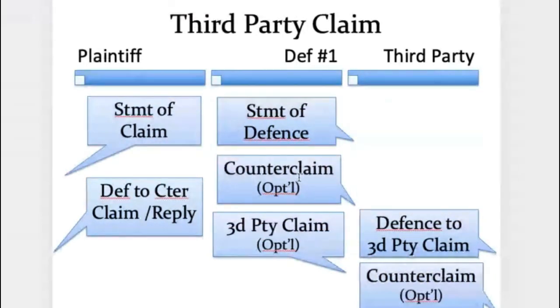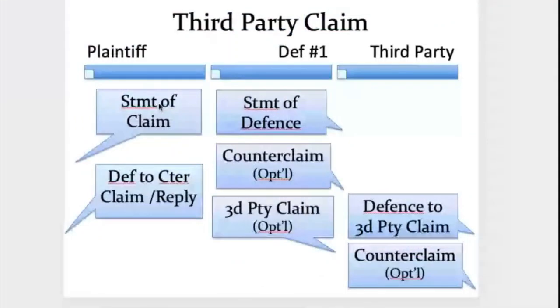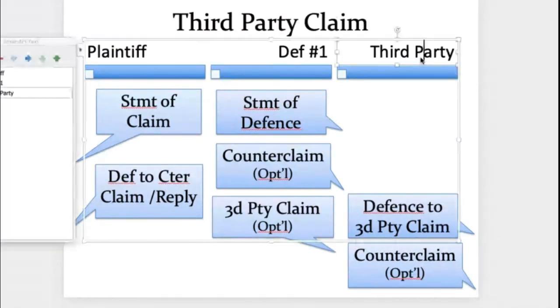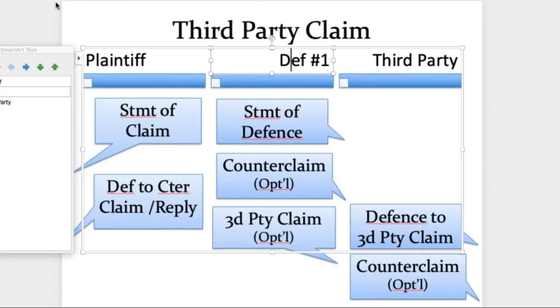Then we have the third-party claim. The third-party claim would be if the plaintiff has only sued one defendant, but then the defendant wants to bring in a third party, right? And that third party would be someone whom the first defendant claims is responsible for the plaintiff's loss. So this can go on forever, right?